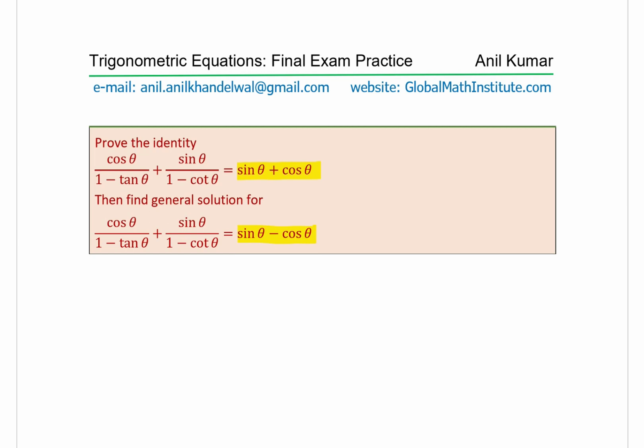The second thing here is that not always will you be given a situation where the method of solving the equation is given to you. Many times you'll be only given the second part of the equation, which is cos theta over 1 minus tan theta plus sine theta over 1 minus cot theta equals sine theta minus cos theta. So remember, the strategy here is to simplify the left-hand side, and after that, solve the equation.